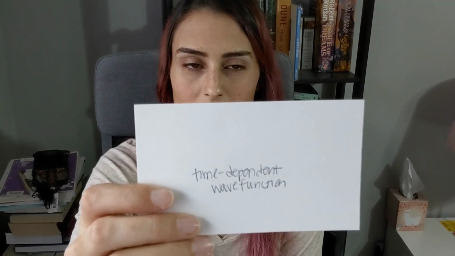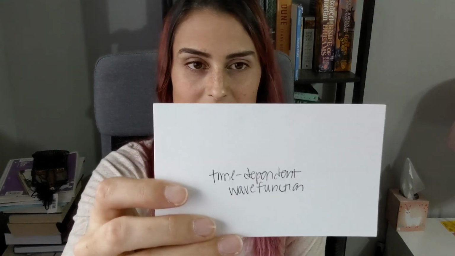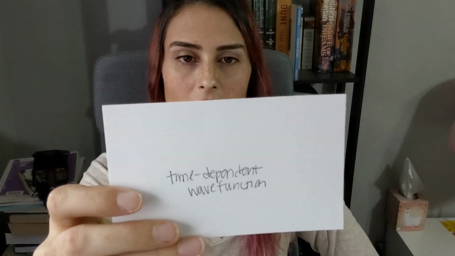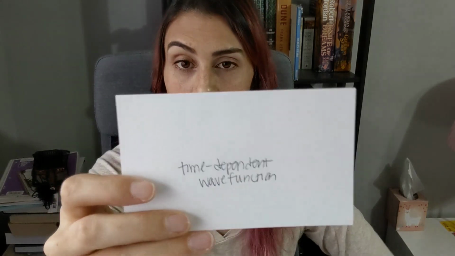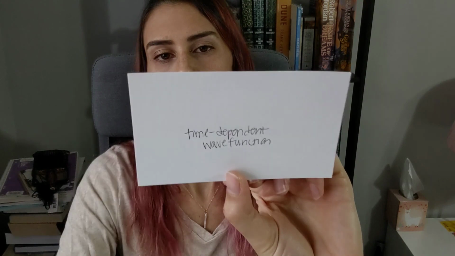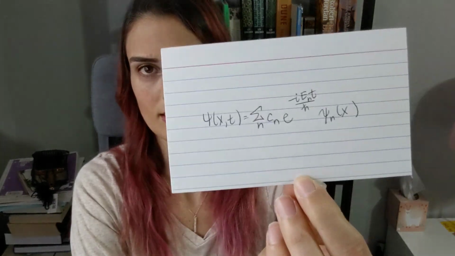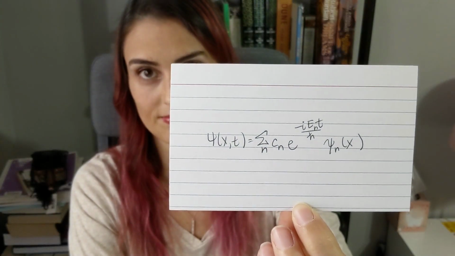The time-dependent wave function, psi of x and t, is equal to the sum over n of c sub n e to the minus i E sub n t over h bar times little psi sub n of x.